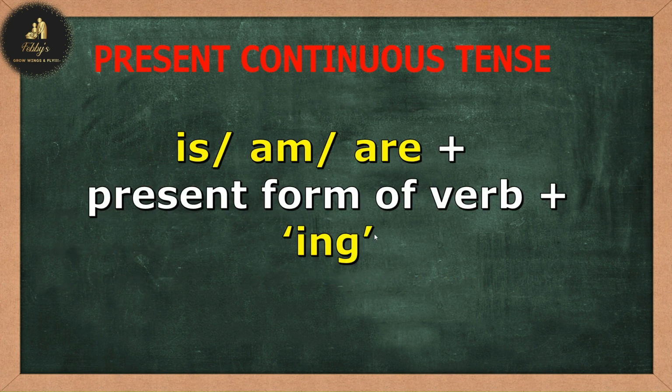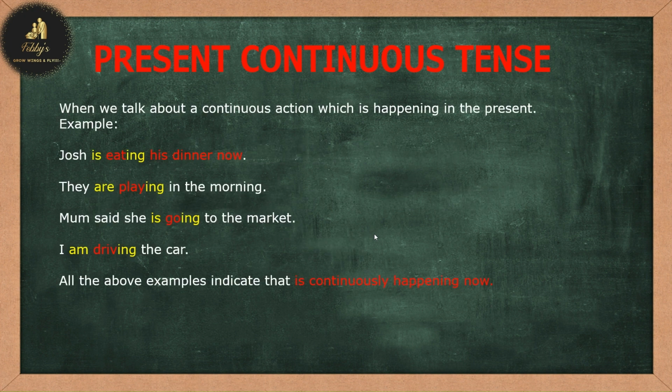It is very easy to understand present continuous tense. Just follow the formula given: is, or, am, or are. Add present form of verb to it and then follow it by ing. Let's look at the examples we saw earlier. Look at how we have used the formula for present continuous tense here. Pause the video and have a look.